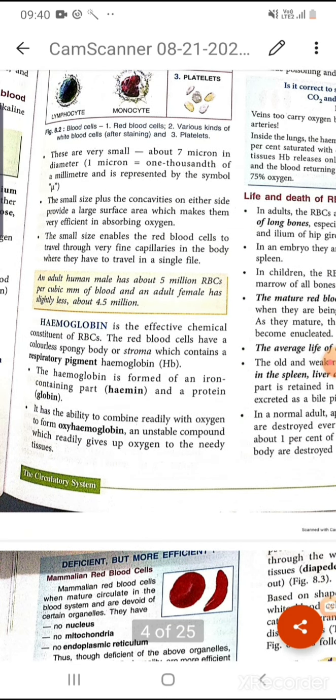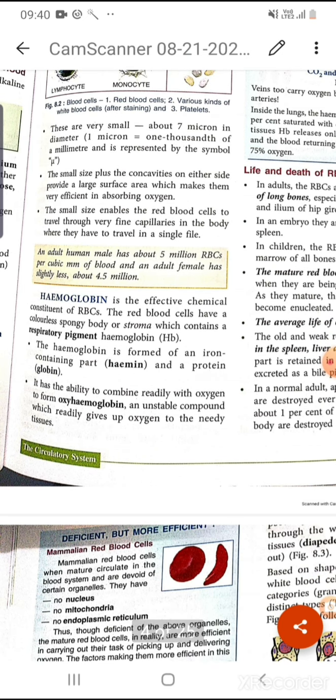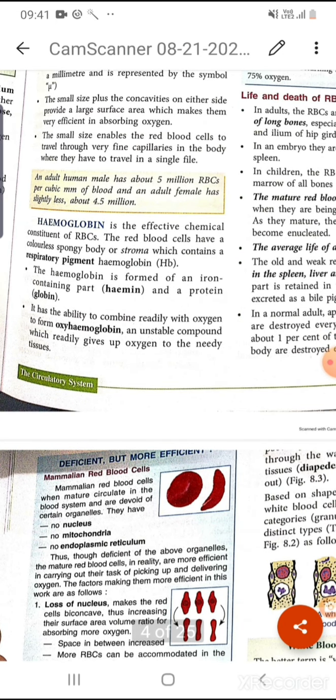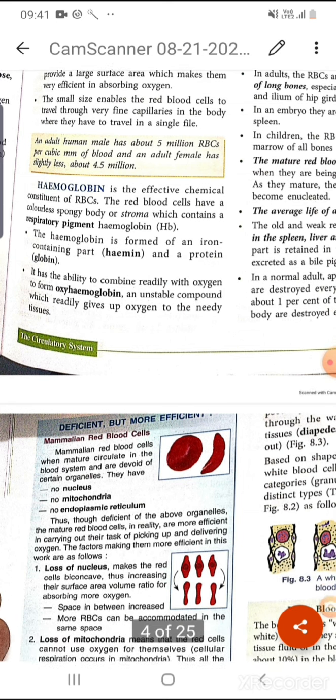Next is the hemoglobin. It is our respiratory pigment which is present inside our RBC. The red blood cells have a colorless spongy body or stroma which contains the respiratory pigment, that is hemoglobin or Hb. We can divide hemoglobin into two parts. The first part is heme, meaning the iron containing part, and the second part is globin, meaning a protein part. So heme plus protein combine and form hemoglobin. This hemoglobin has the ability to bind with oxygen.